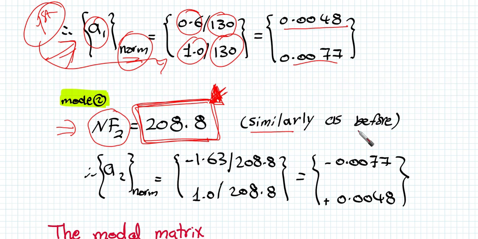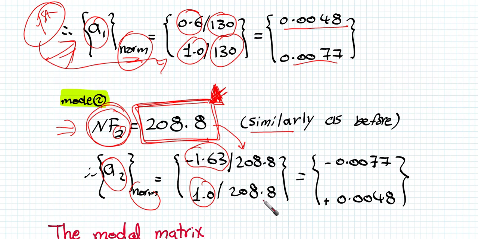So similarly as before, we're going to have this NF2. Based on that, the normalized second mode shape is going to be minus 1.63 over the normalization factor 2, and this is 1 over 208.8, the normalization factor. This gives us this normalized A2, minus 0.007, and this is plus 0.0048.